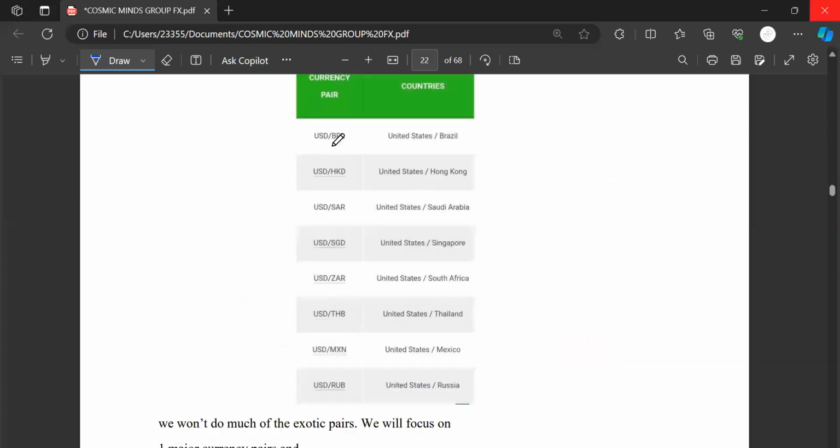We have the USA pairing with Brazil, the USA pairing with Hong Kong, the USA pairing with Saudi Arabia, the USA pairing with Singapore, SGD. We have the USA pairing with South Africa, whatever, Thailand, Mexico. You see, these are not popular pairs that are traded. I'm not saying they are not traded, right? They are there, but they are not popular, or in fact, they are not our focus here. So that is what I mean.